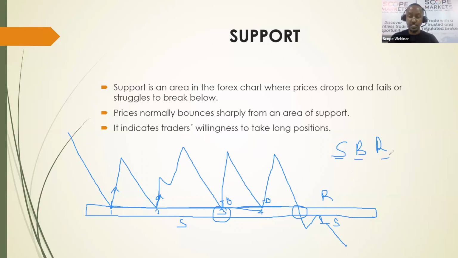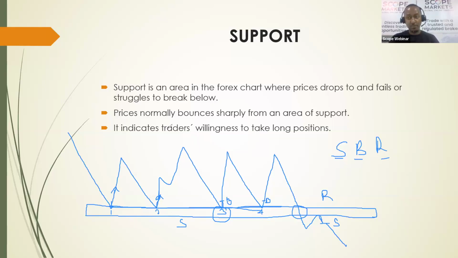Support becomes resistance. You have to understand these terminologies because you find that some of the experienced traders like using jargon, maybe to scare you. They want to show you how vast they are in terms of Forex trading. So SBR should not scare you. This is just another name for a breakout from a support area, because it basically means support becomes resistance. So that's how we are able to trade support.